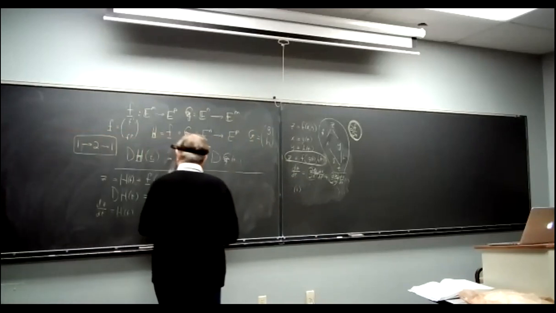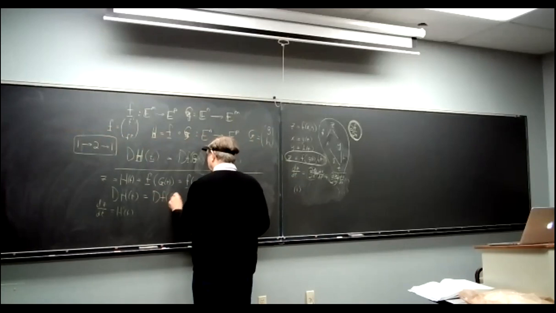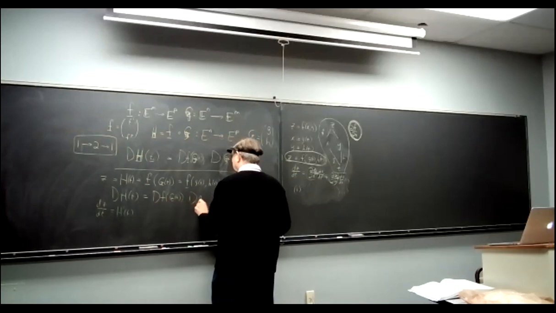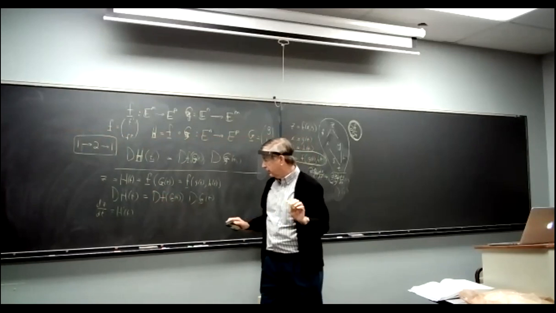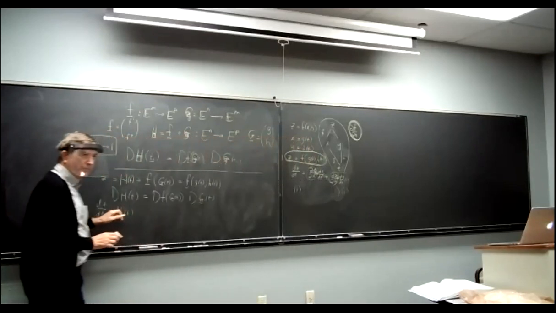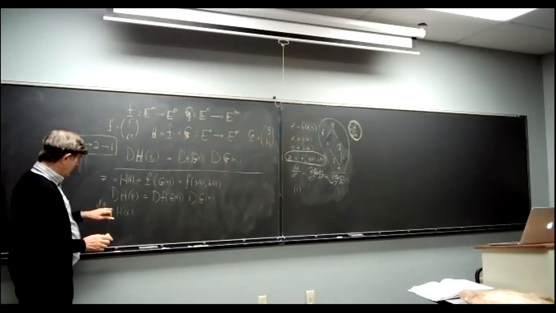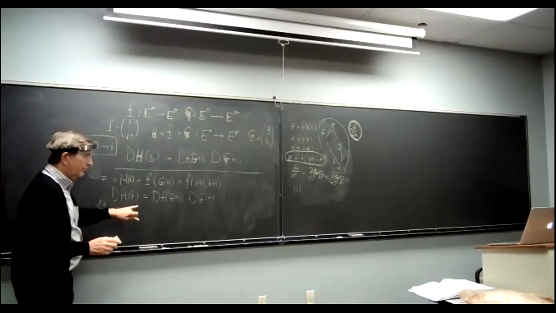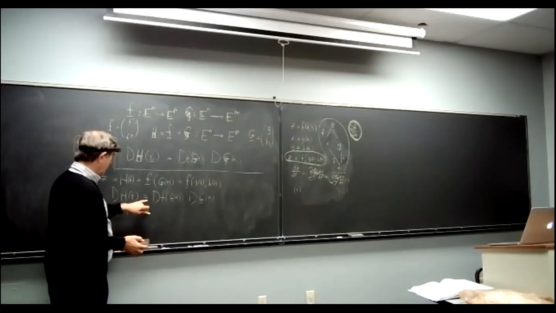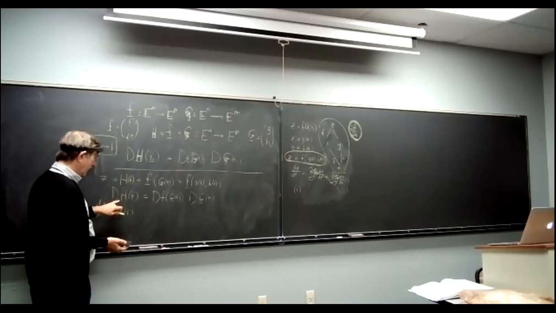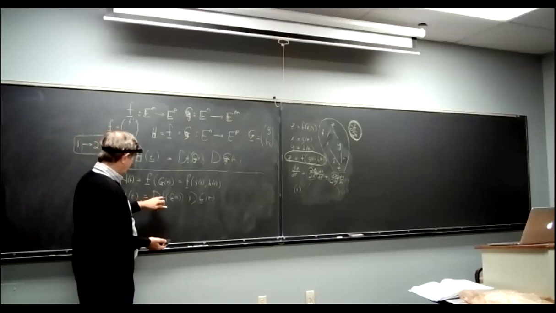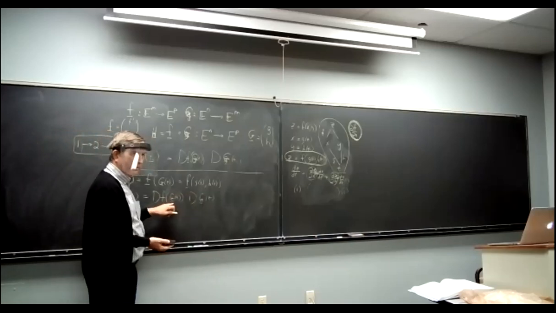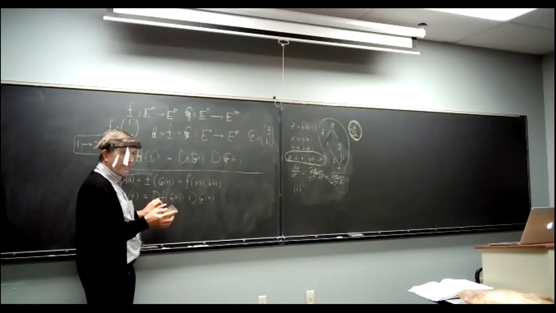What's the other side over here? It's df at g of t, times dg at t. Should the H and the F be vectors? I don't see anything I did wrong. DH in this case is just a little straight derivative. This is df of g of t times dg of t. We're going to see what that is in a second.